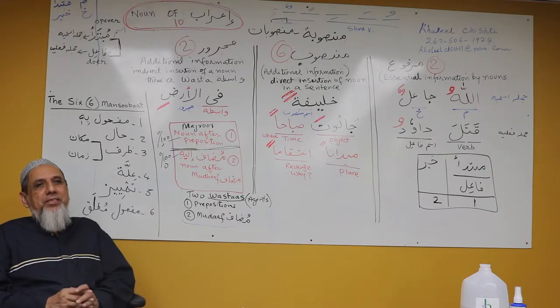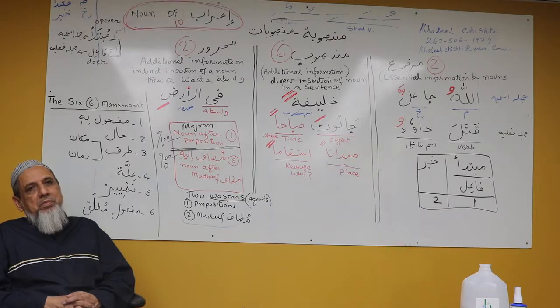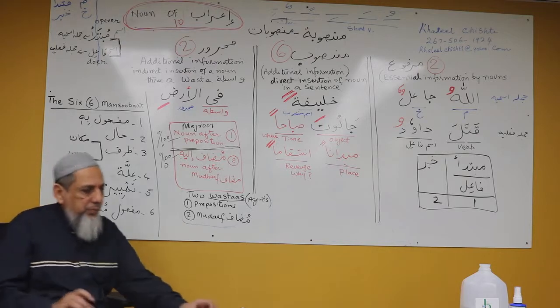Okay, Fahmi. Marfu'an is mubtada and khabar, or fa'il and khabar. And mansubat are maf'ul bihi, hal, dharf makan, dharf zaman, illa, tamyiz, maf'ul mutlaq. And the majruran are either a noun after preposition or mudaf ilayh.